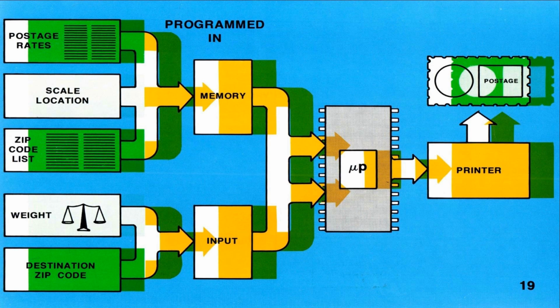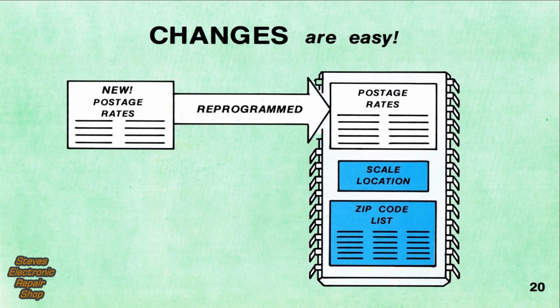But suppose the postage rates change, as they frequently do. Do you have to start from scratch and redesign the scale? Not with a microprocessor system. It's a simple matter of reprogramming memory with the new rates, a relatively painless task. Imagine the impact a change of this nature would have on a conventional logic system.